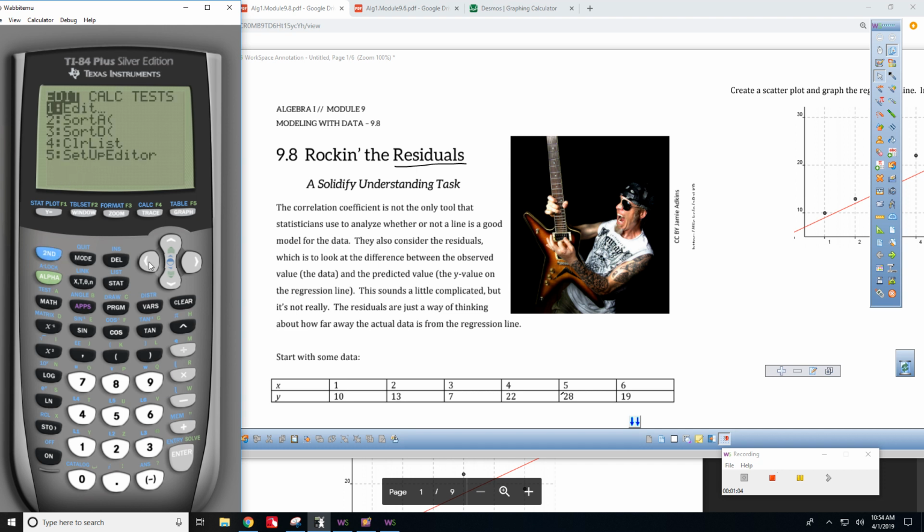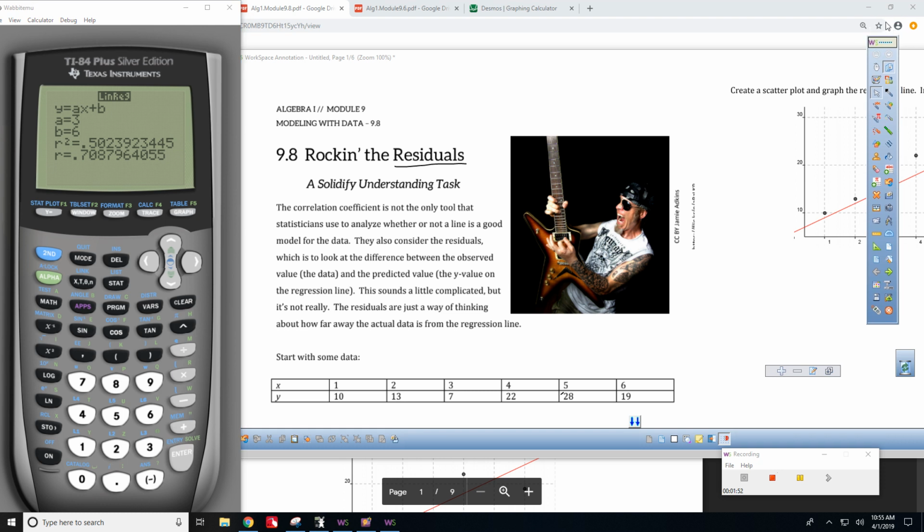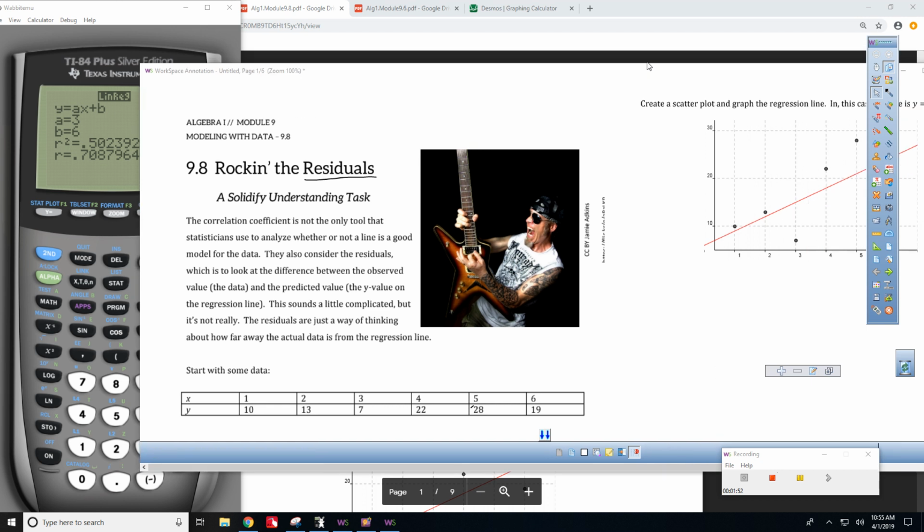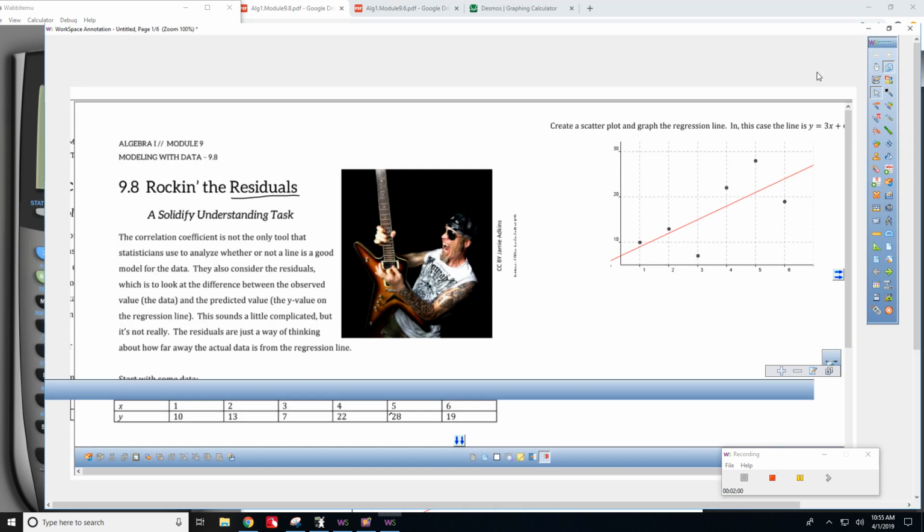So now let's go to Stat. And let's calculate the linear regression of our data. We got list 1, list 2. All I need to do is tell it to calculate. And boom, it's y equals 3x plus 6 with a correlation coefficient of 0.7087. So pretty strong. No, you would not call it 70% accurate. You would just say fairly strong.